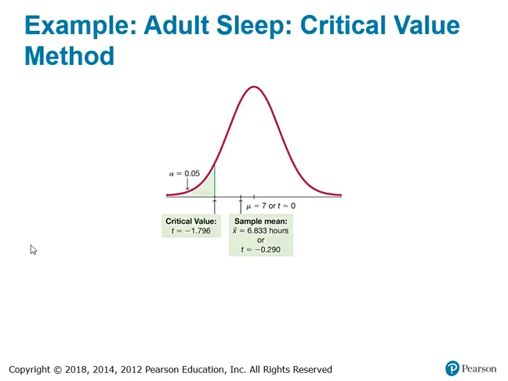So if I look at what this is saying, my critical value is 1.796. In the test statistic, I got a negative 0.29. My test statistic for the problem that we're working on with the adult sleep is not within the critical area. It is not less than my critical value. Since it is not less than that, I have to fail to reject the null, and therefore I have the exact same results as I had up above. So again, that's good because we know they should give us the same result, and it did.